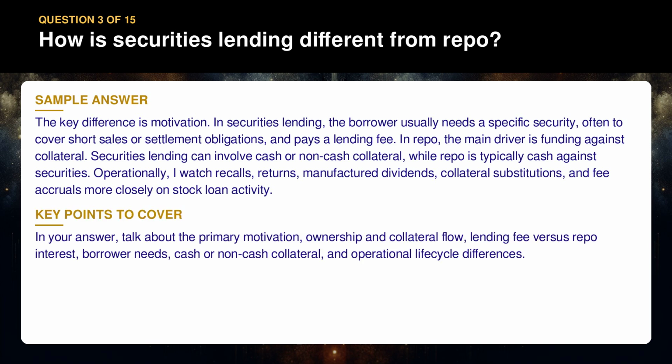In your answer, talk about the primary motivation, ownership and collateral flow, lending fee versus repo interest, borrower needs, cash or non-cash collateral, and operational lifecycle differences.